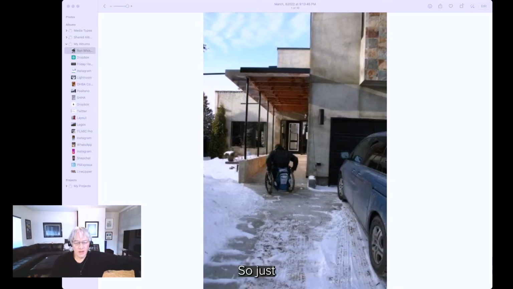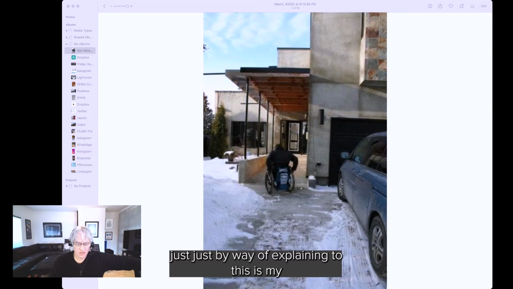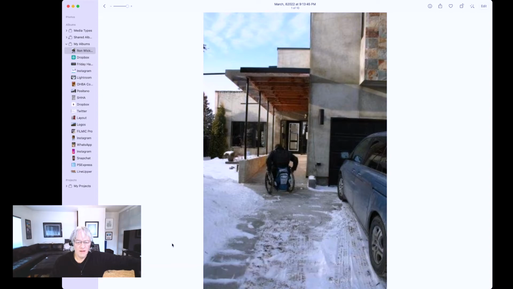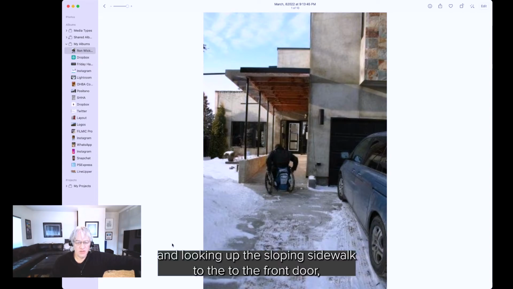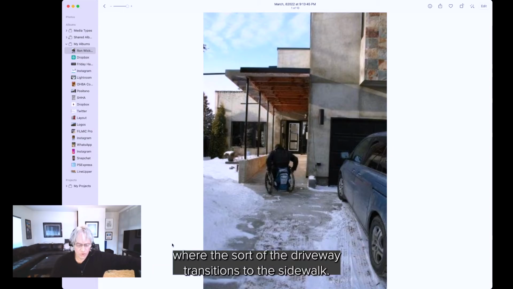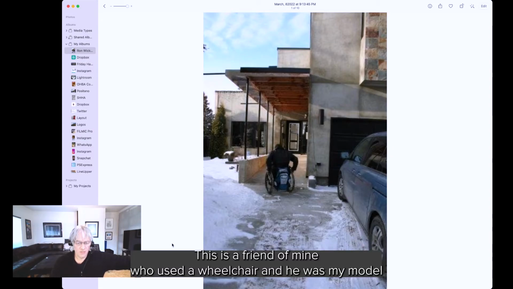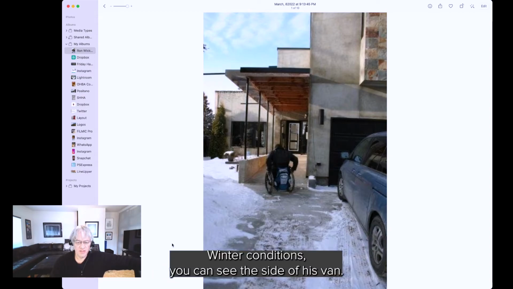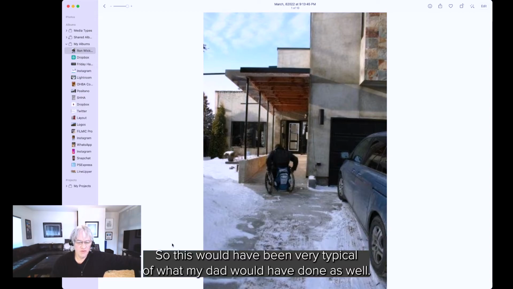So just by way of explaining, this is my house, looking from the driveway, looking up the sloping sidewalk to the front door. The gentleman who's wheeling is just at the bottom of the sidewalk where the driveway transitions to the sidewalk. This is a friend of mine who uses a wheelchair, and he was my model for the day. See, it's a little bit of winter conditions. You can see the side of his van. So this would have been very typical of what my dad would have done as well.